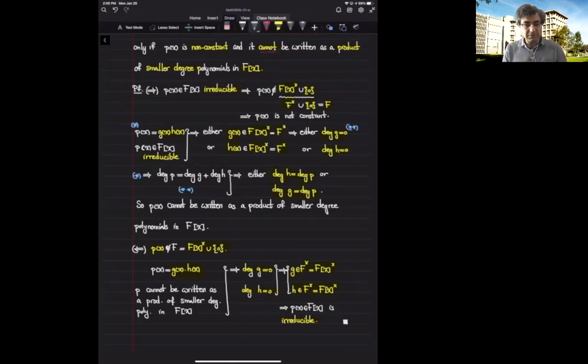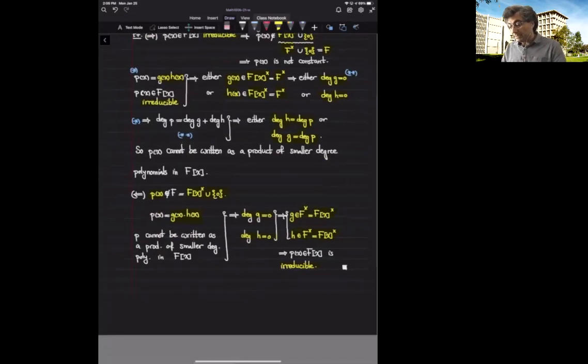So this means either the degree of G should be the same as the degree of P or the degree of H should be the same as the degree of P. Again, comparing degrees, we deduce that either the degree of G is zero or the degree of H is zero. What that means, because again the ring of coefficients is a field, is that either G is a unit or H is a unit, and that's exactly what we wanted to show. So altogether, we understand that this condition, being non-constant and not being able to write it as a product of smaller degree polynomials, is equivalent to saying that it is an irreducible element.